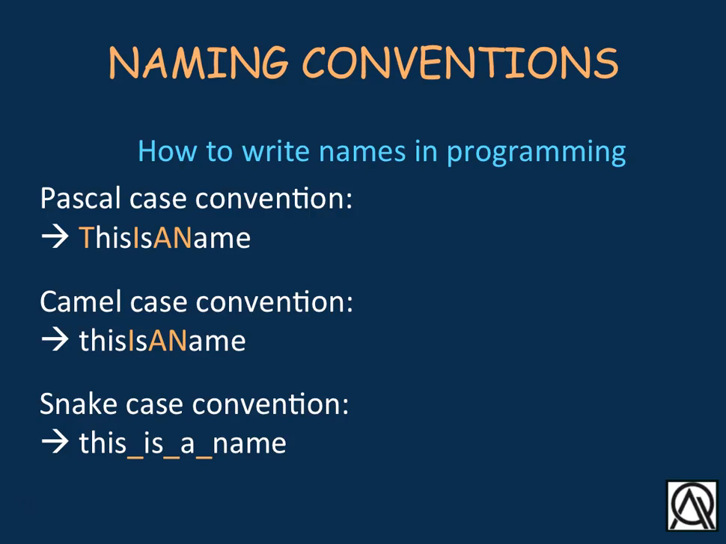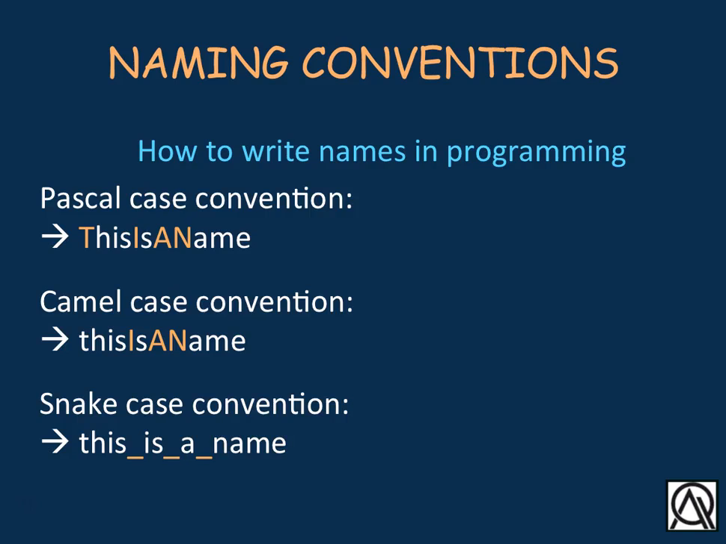Now let's see some naming conventions. These naming conventions are general in programming, and not specific to Java. Those specify how to write names in programming. We have what's called the Pascal case convention. Suppose we are typing a word in Java, and the word is like this. This is a name. In Pascal case convention, the first letter of each word will be capitalized.